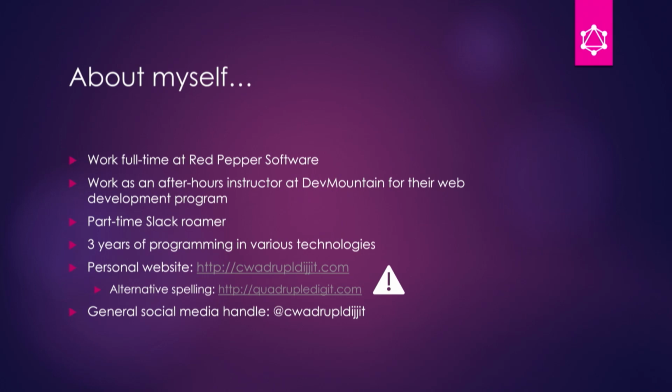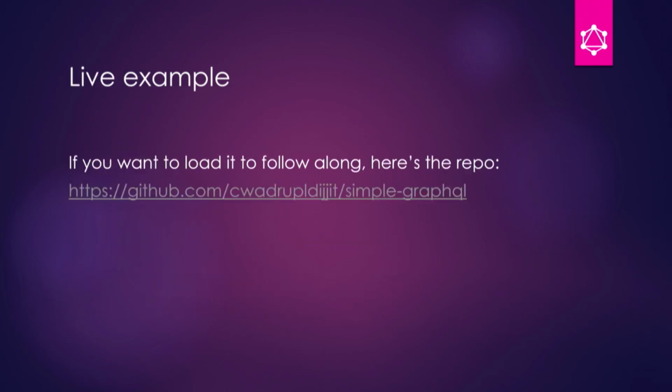So, just a little bit about myself. You already heard I work at Red Pepper. I'm also an instructor at Dev Mountain. I like to roam Slack, I like to lurk through Slack, I suppose. I've had 3 years of programming in various technologies. My personal website has this lovely icon on there because, well, there's not much to look at. But you get the idea. Usually where I'll be found on the internet is quadruple digit, so before too much longer.